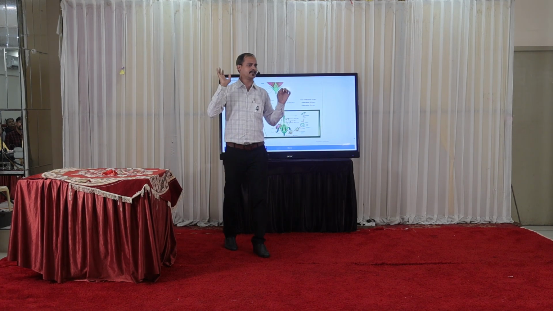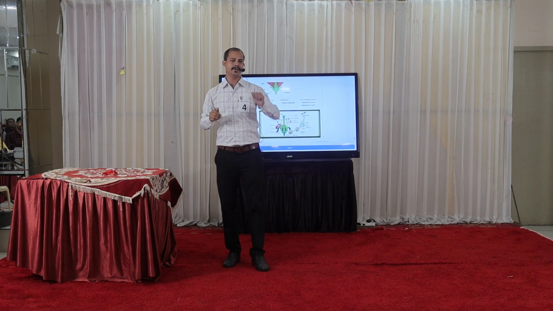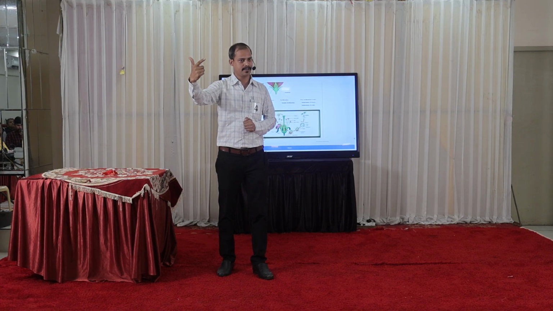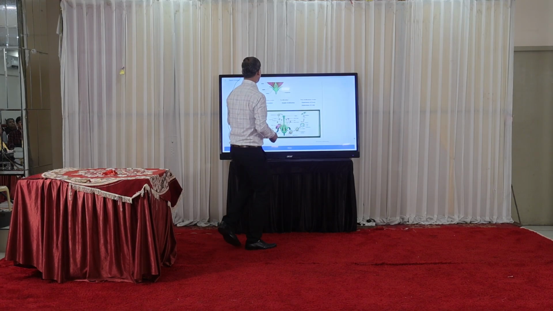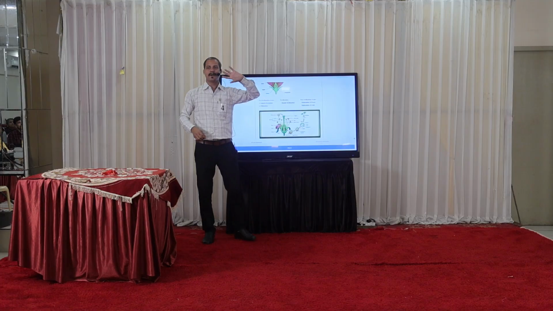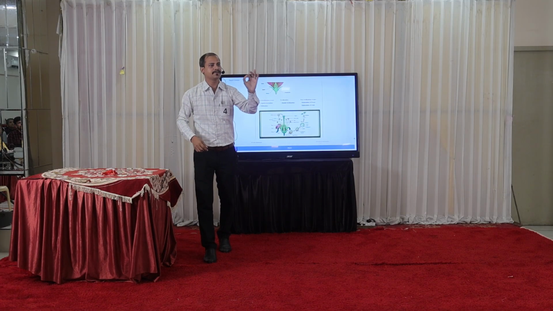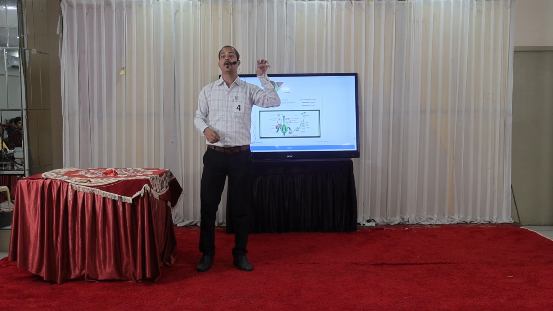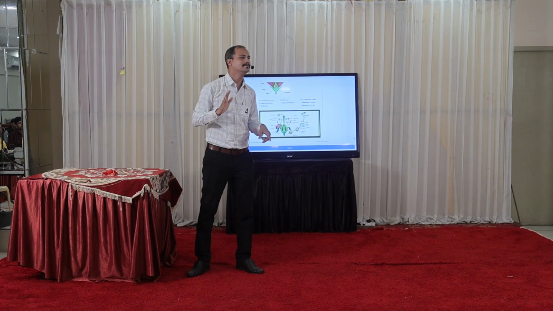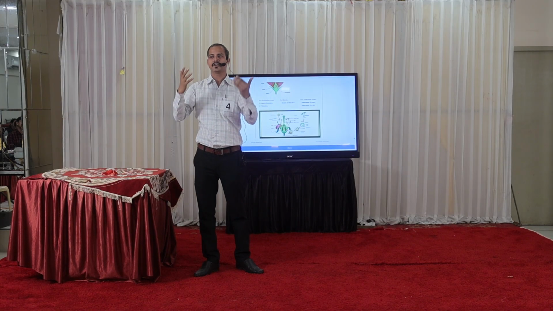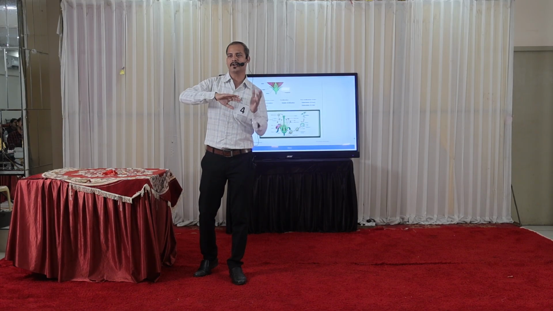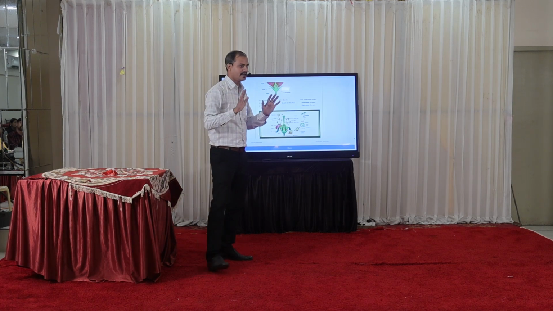Stamen produces the male gamete. Pistil, in the ovary, produces the egg, that is the female gamete. Clear? Now this gamete needs to be transferred from anther to the stigma. The transfer of pollen grain from anther to stigma is called pollination. A question can be asked: what is pollination?